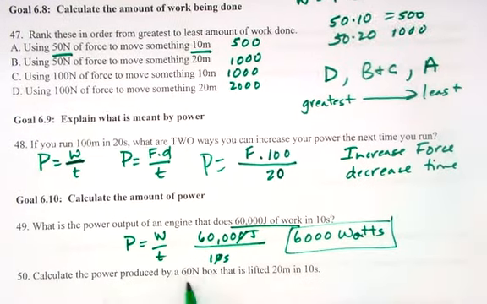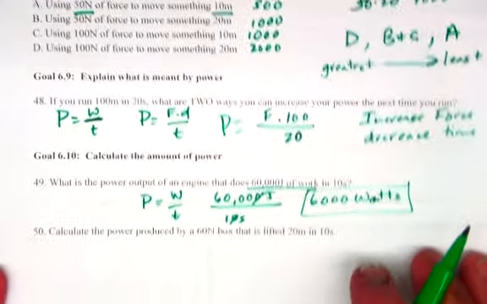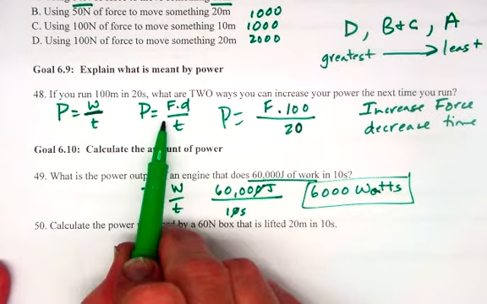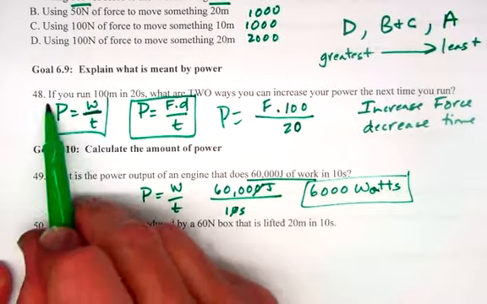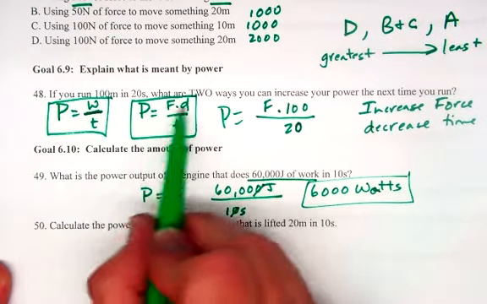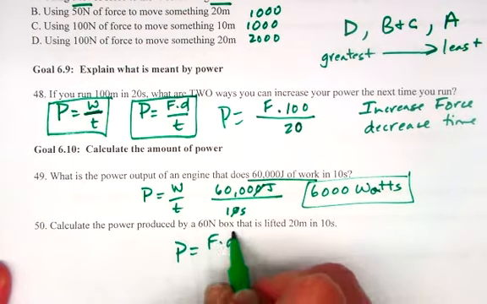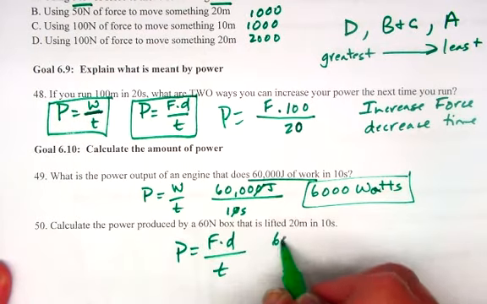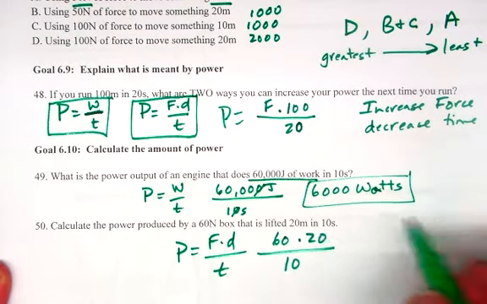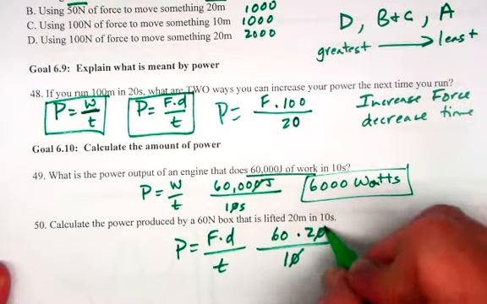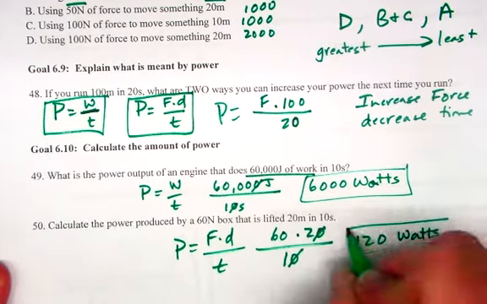Calculate the power produced by a 60 Newton box that's lifted 20 meters in 10 seconds. So this time, this equation is going to be more useful because it's got force and distance in it. It's kind of the work equation written out. So power is force times distance over time. So our force would be 60 newtons. The distance is 20 meters. The time is 10 seconds. So 60 times 2 is 120 watts is the answer.